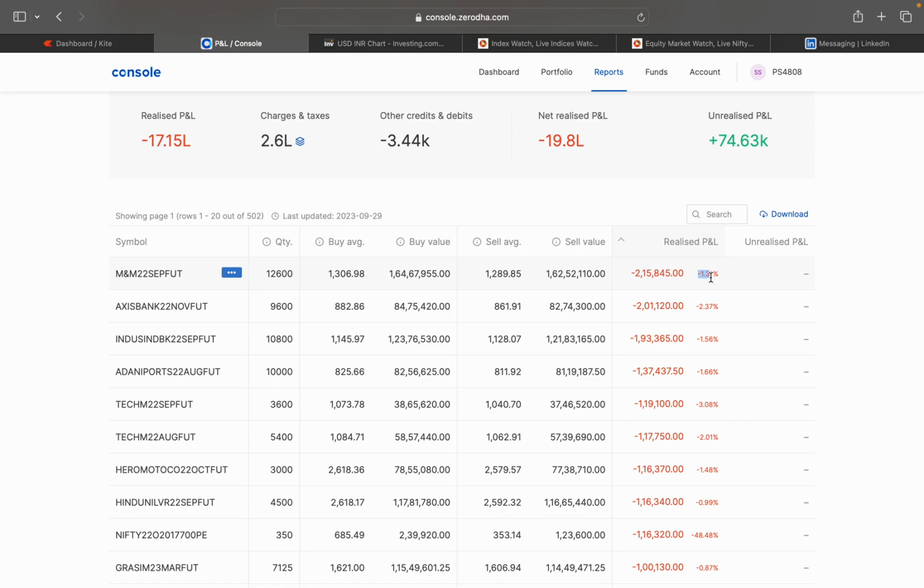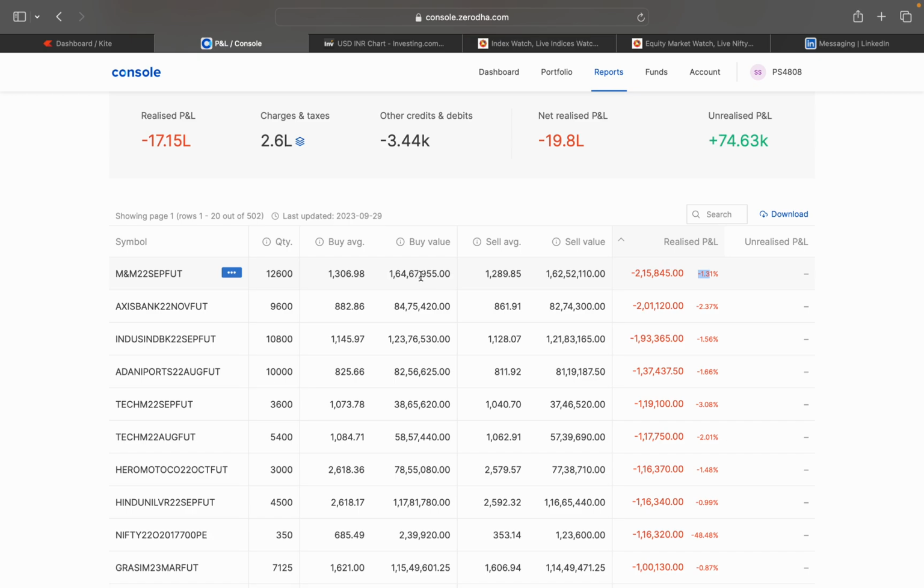For every percentage change, I'm almost losing 2 lakh rupees on Mahindra Auto, M&M. So this is just too much quantity. You can see the buy value here is 1 crore 64 lakh 67,000. It's just too much.